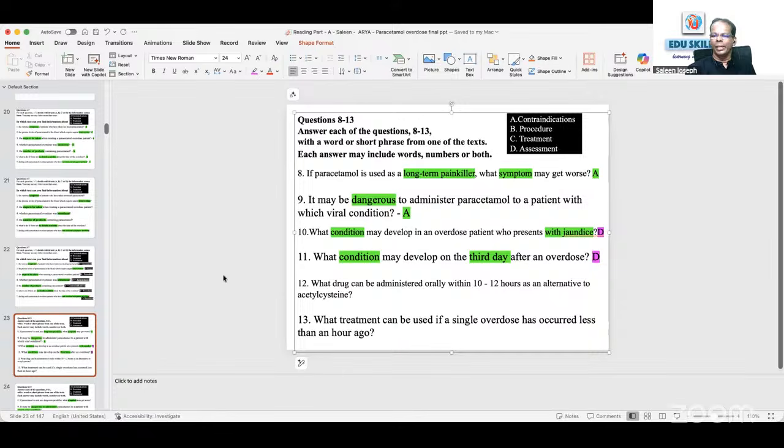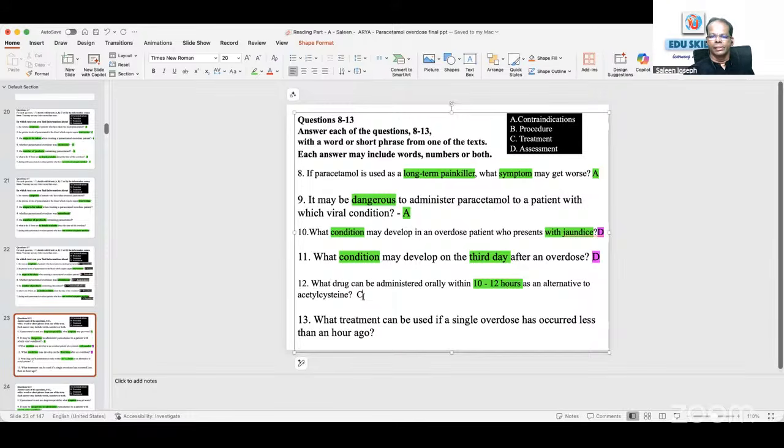What drug can be administered orally within 10 to 12 hours as an alternative to acetylcysteine? Sorry, how do you pronounce it? Acetylcysteine. Okay. Where is it? C, treatment. Treatment C. Let's see.